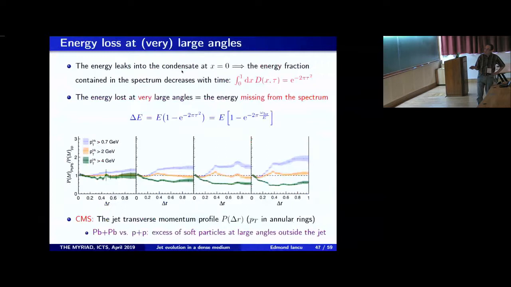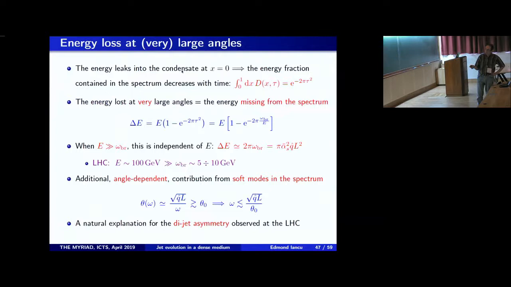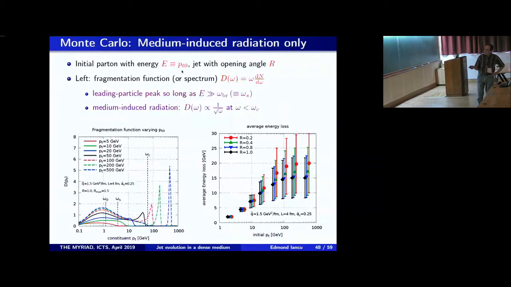This is precisely what happens if you take this formula here and you say that E is small as compared to, or comparable to, omega branching. On the other hand, if you go to E much bigger than omega branching, then this energy loss becomes independent of E. And what happens in the Monte Carlo, you see that if you go to very high pT, so this pT here for the 500, 200, 100, then the energy loss is essentially the same for all these original jets because it becomes independent of the energy of the jet.